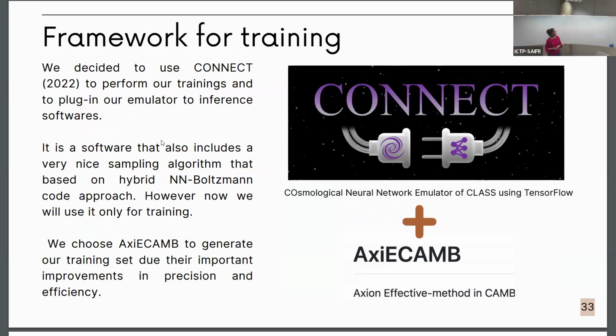So in our case, to generate our training set, we chose AxiECAMB, the most recent one, because it has very nice progress in efficiency and in precision with respect to the others. And we will not build a neural network with our own programs, but we will use this framework for training. It's a very nice program. They have this training part, but they also have a kind of parameter inference built in, like a hybrid neural network Boltzmann code algorithm, but for now we will use just the neural network part.